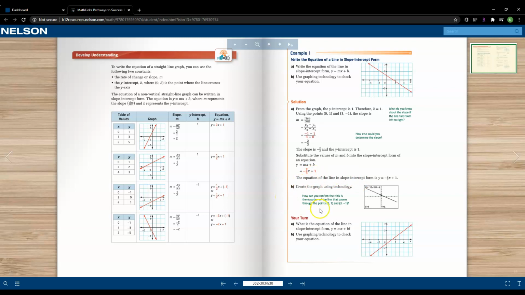Create the graph using technology. We're not going to really do this, so if you get a question like this, you can just skip it. Don't worry about it. If you do have a graphing calculator, you can just plug in the equation that you created and it'll graph it for you.